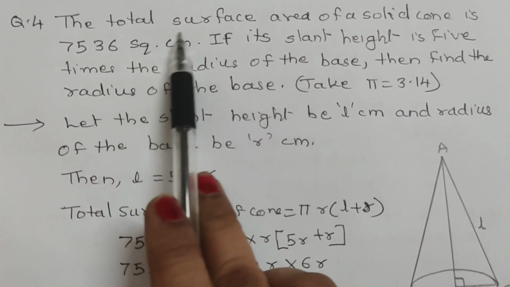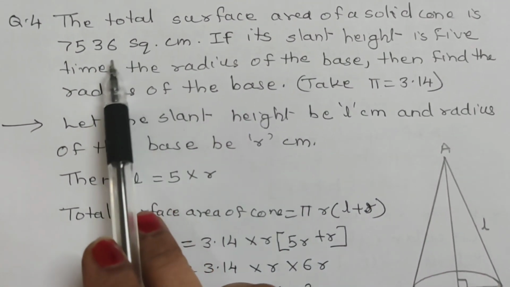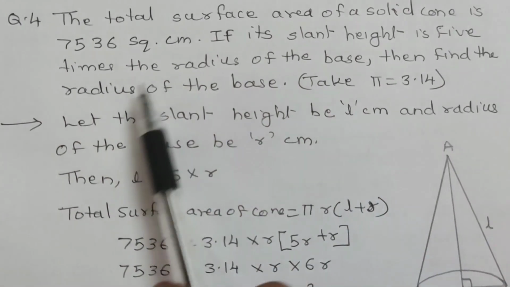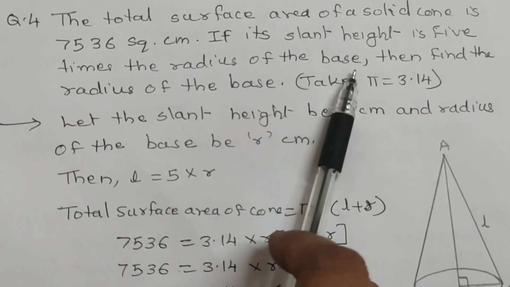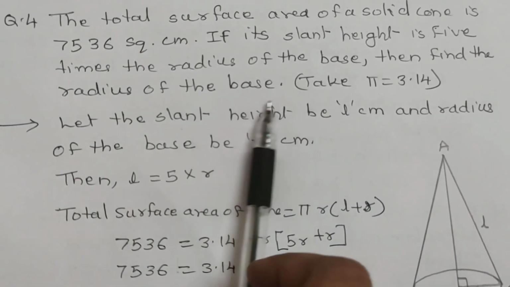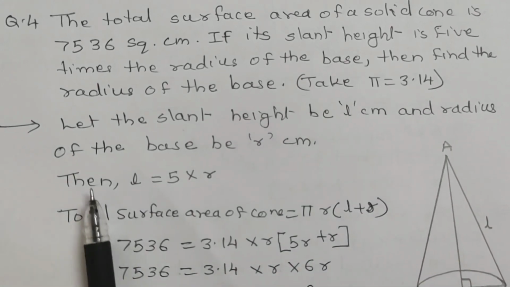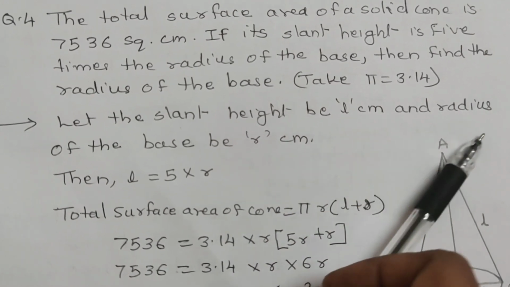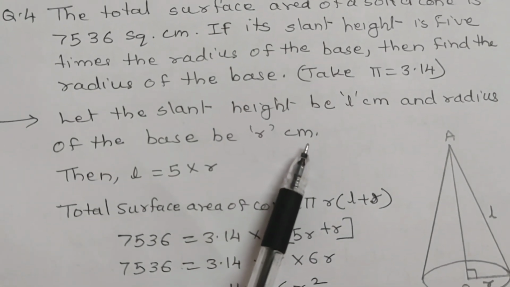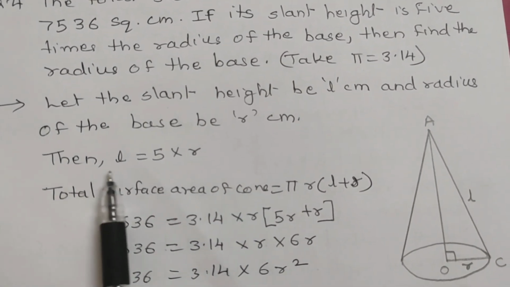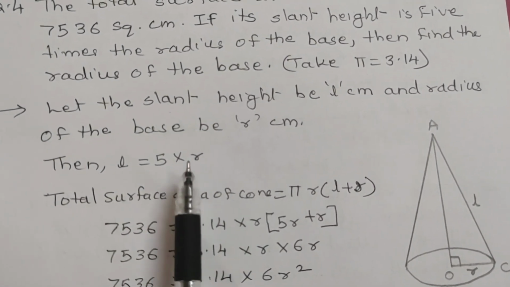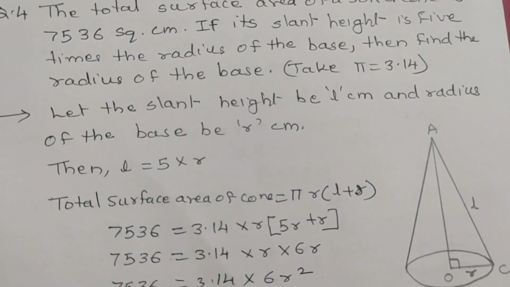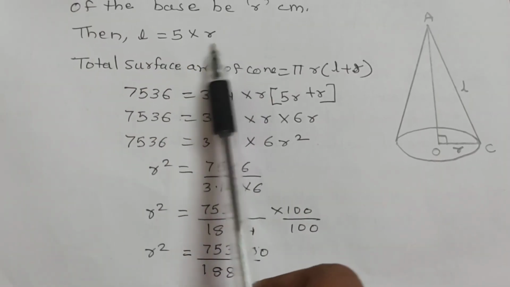Question number 4. The total surface area of a solid cone is 7536 square centimeter. If its slant height is 5 times the radius of the base, then find the radius of the base. Take pi is equal to 3.14. Let the slant height be L centimeter and the radius of the base be small r centimeters. Then L is equal to 5 into r, because it is given in the sum, slant height is 5 times the radius of the base.